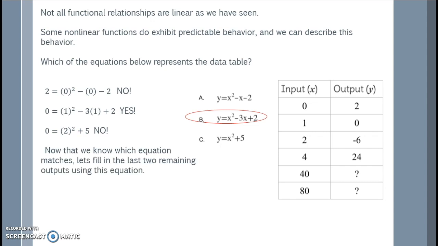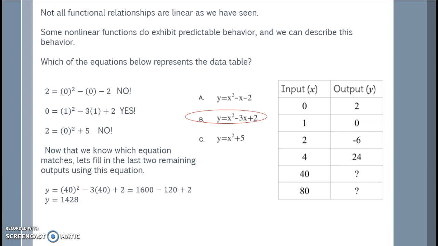Now that we know which equation matches, let's fill in the last 2 remaining outputs using this equation. So we'll use the equation that we circled, using 40 for our input. I'll input 40 wherever I see x so that we can identify our output.